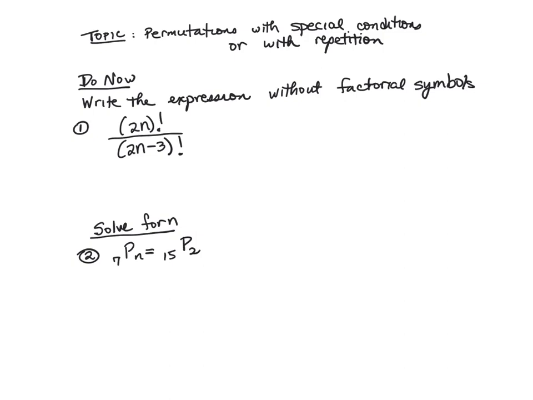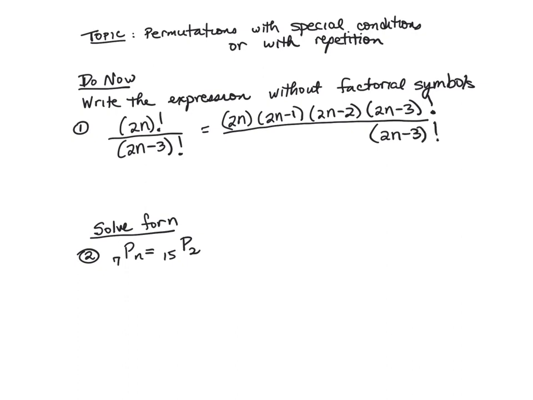All right, so for the first one, we could write the first out as a product: 2n, which is the first factor. Then we keep subtracting 1: 2n minus 1, 2n minus 2, and then we have 2n minus 3, etc., factorial. And the bottom is just 2n minus 3 factorial. These simply divide through. So the answer here is just 2n times 2n minus 1 times 2n minus 2.